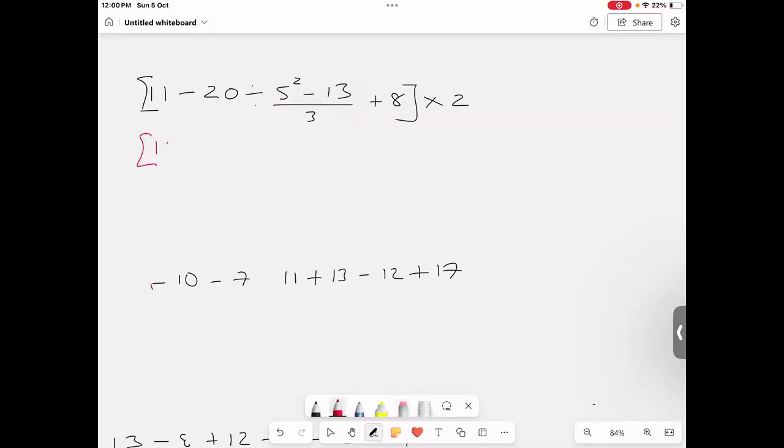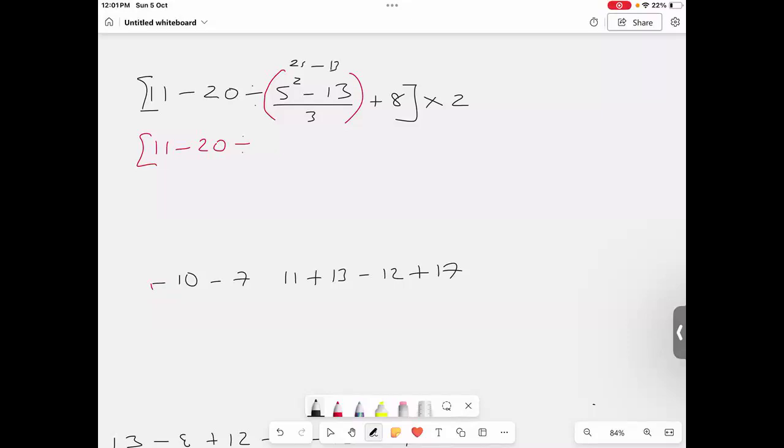We're going to have 11 minus 20 divided by, and I'm going to work out this part of the problem first, this part here, and then put back my plus 8. So let's go. Now, 5 squared is 25. So that's 25 right here. And then we're going to have minus 13.